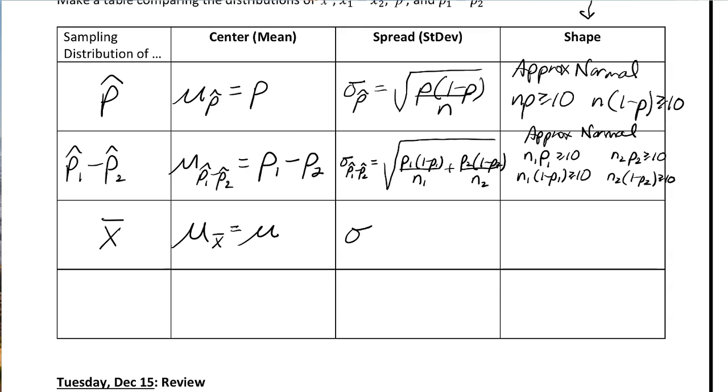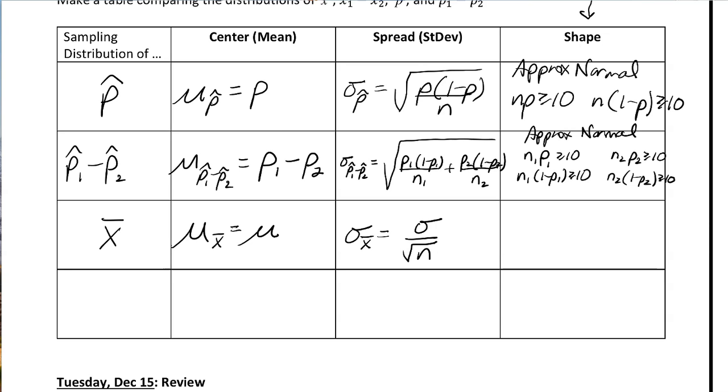And the standard deviation of xbar is the population standard deviation, that's sigma, lowercase sigma in Greek, divided by the square root of n, the sample size.